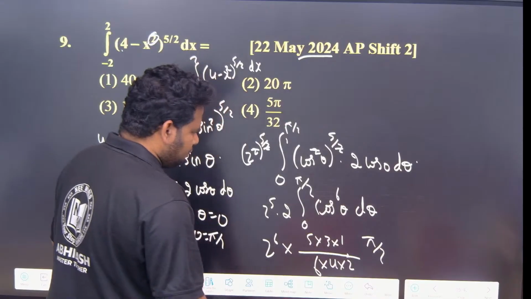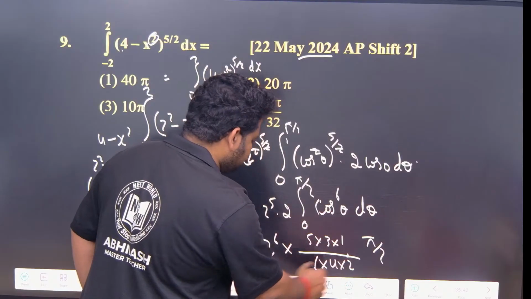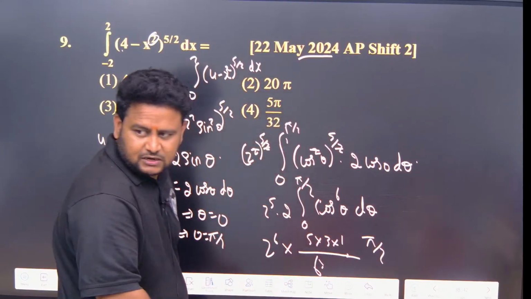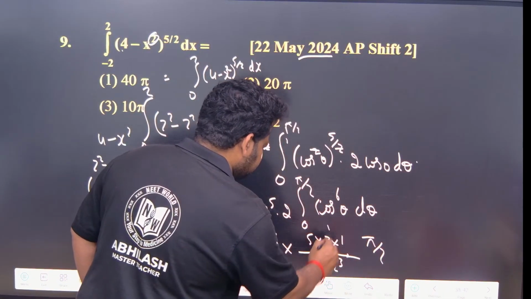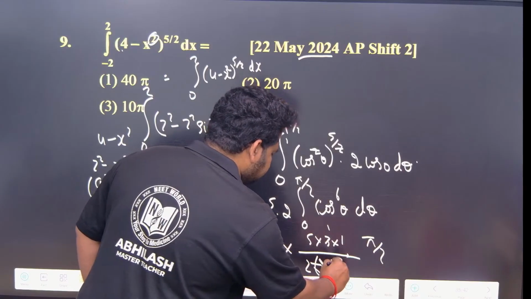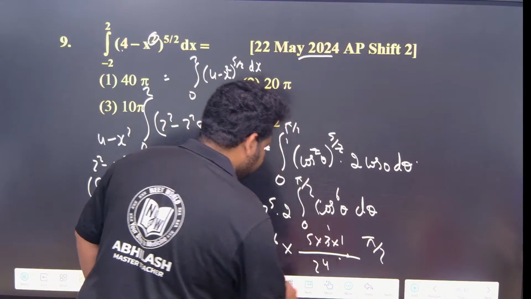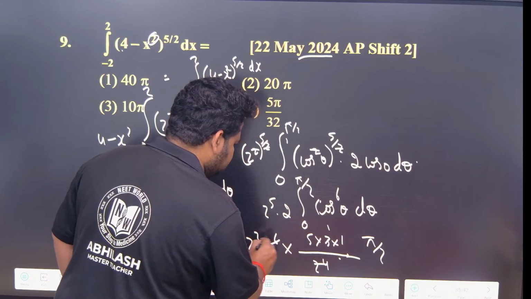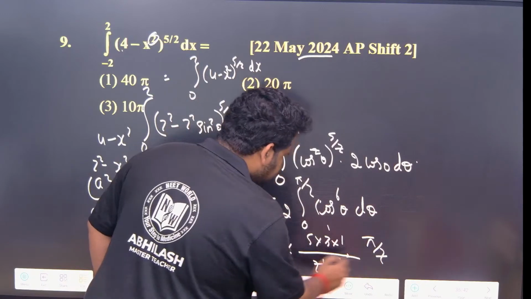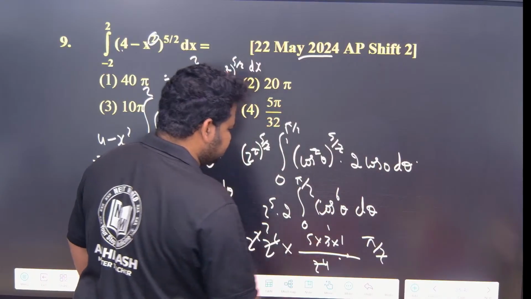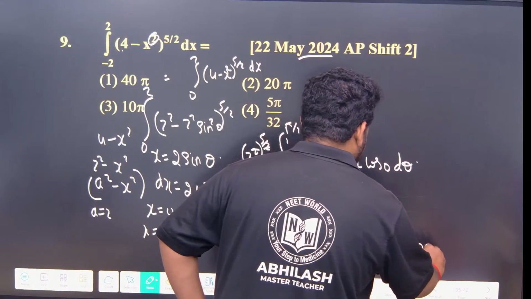Correct? Now here this 4 can be written as 2 square. Here it is 2. So 2 cube is there. 4 into 2 I can write as 2 cube. 3 twos is 2 power 4. So if I cancel, I'll have only 2 square. Another 2 is there, so it will become just 2. So 2 into 5 is 10. So I'll have the answer as 10 pi.